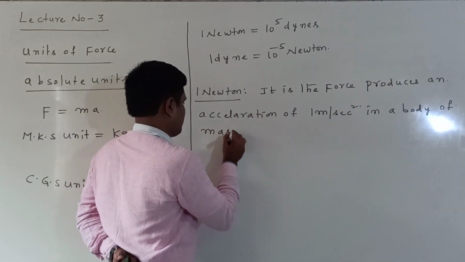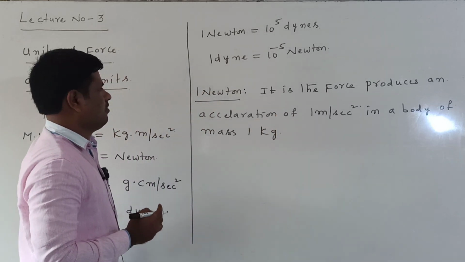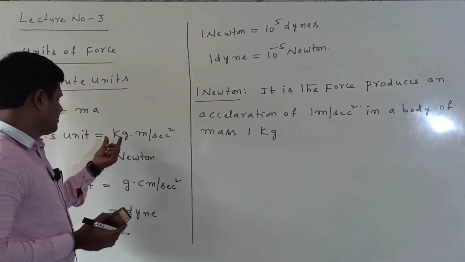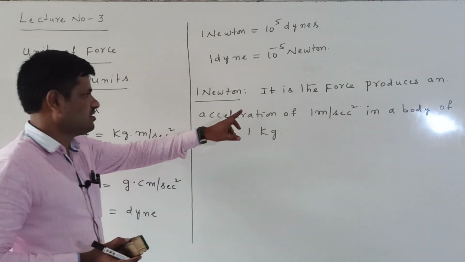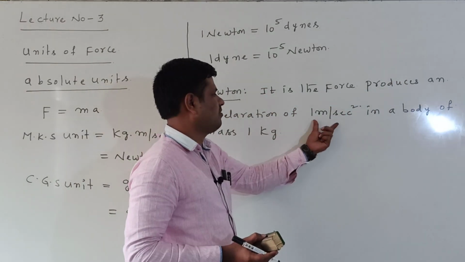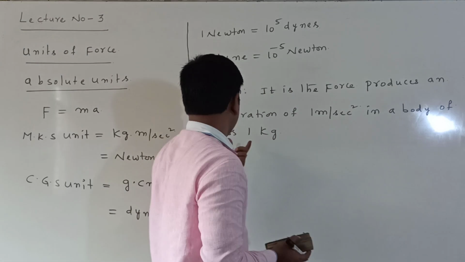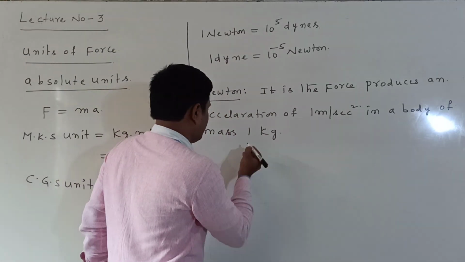mass. Here how many kg? Here 1 kg. We know that already. Here 1 kg into meter per second square can be written as a Newton. So from this we are saying that it is a force that produces an acceleration of 1 meter per second square in a body of mass. How much kg here? 1 kg.